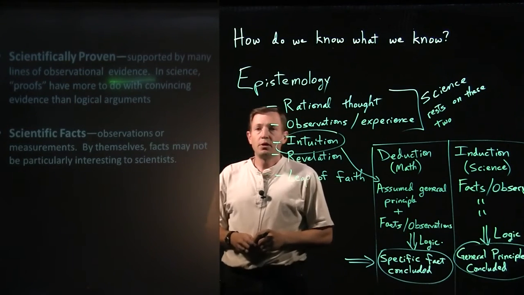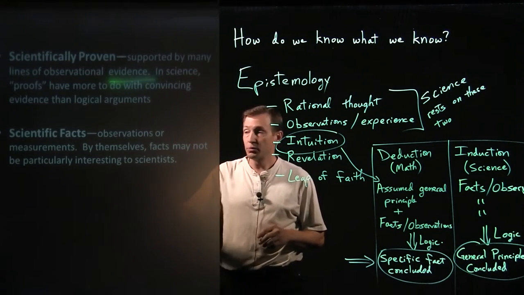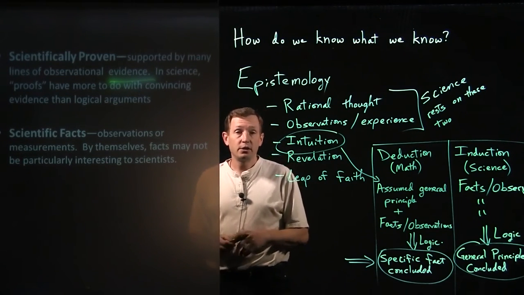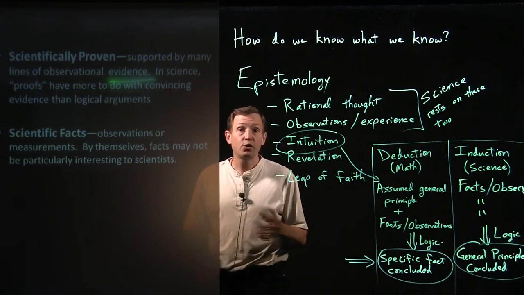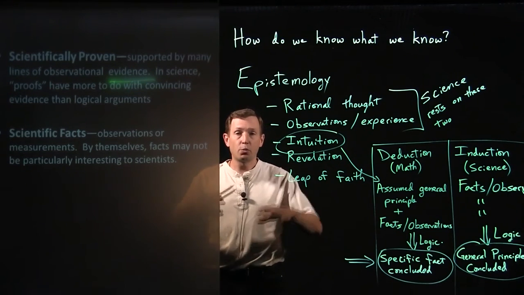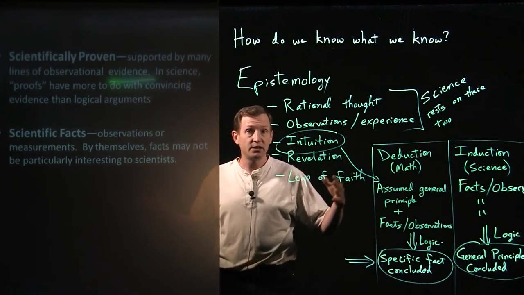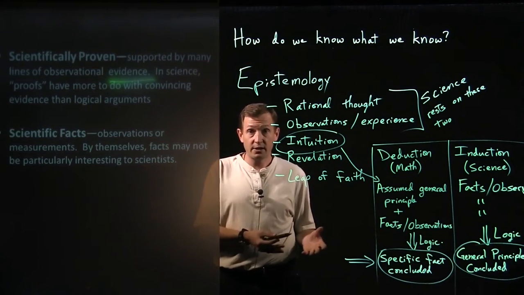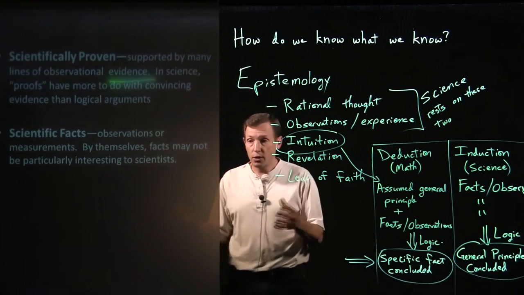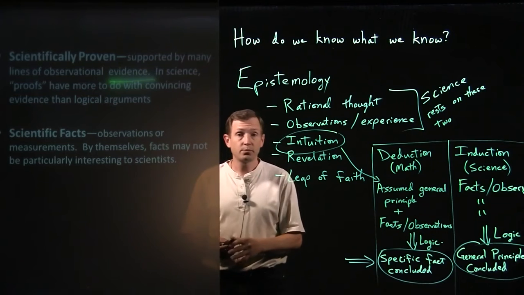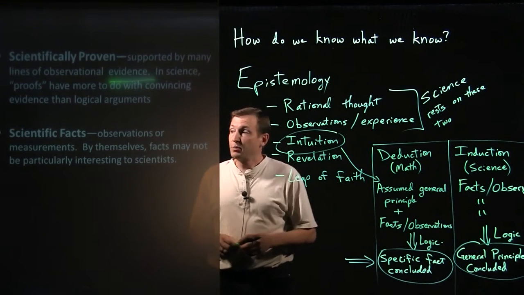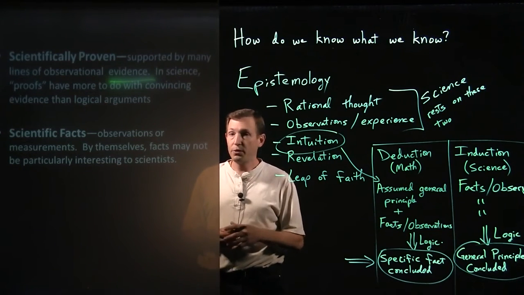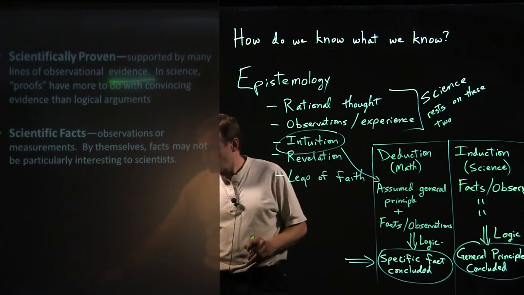Facts in science are observations or measurements, and that's really all they are. So it is incorrect, and even scientists will do this sometimes, but it is incorrect to refer to theories or principles in science, overarching ideas, as facts. The theory of gravity is not a fact. It is a theory that describes why certain facts happen. By themselves, facts may not be particularly interesting. It's when you collect a lot of facts together, then you can develop a theory, and that's what we're really after.